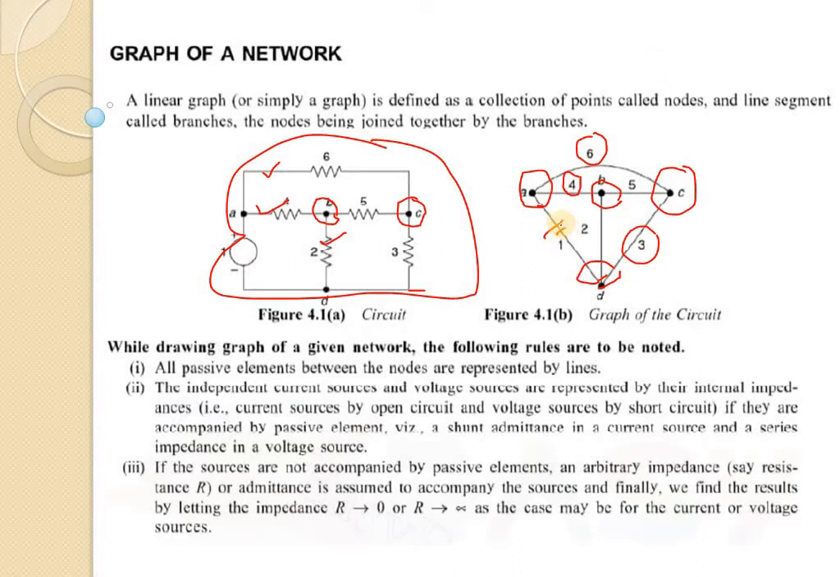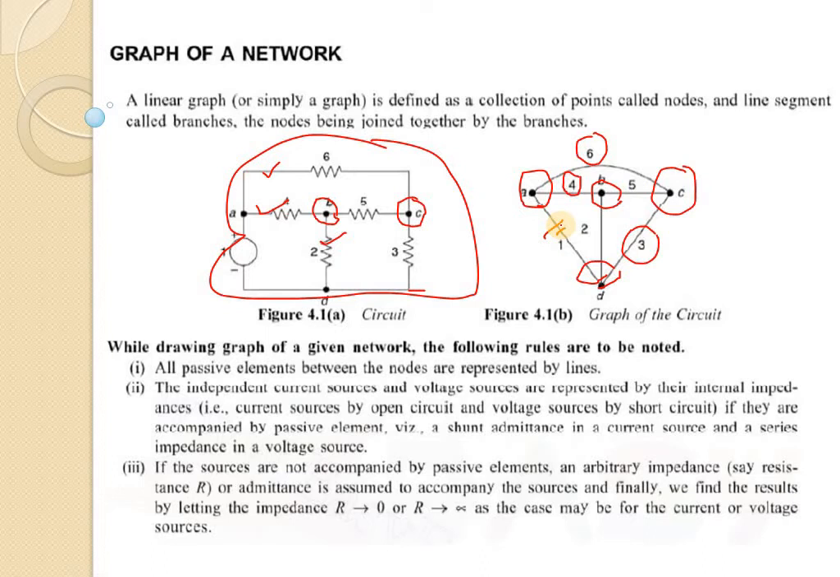Now, while drawing a graph of a network, the following rules are to be noted. Point 1: all the passive elements between the nodes are represented by lines. Secondly, the independent current sources and voltage sources are represented by their internal impedances. That is, current sources by open circuit and voltage sources by short circuit.